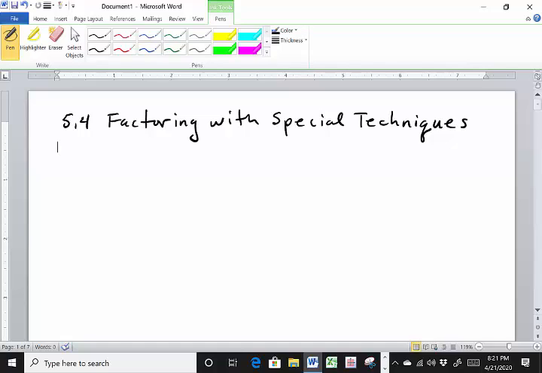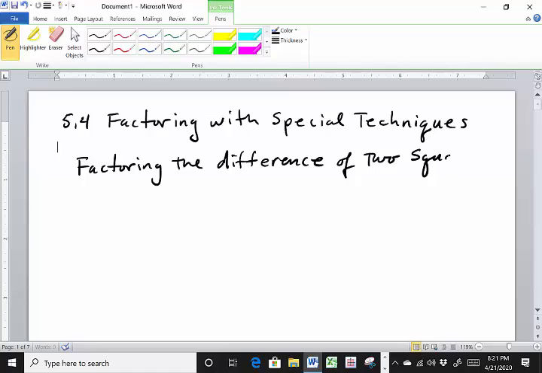Okay, and the first one that we're going to learn is factoring the difference of two squares. So think about something squared: x squared, y squared, 2 squared, 3 squared, or it could be 9. 3 squared is 9, 2 squared is 4. So those are what you call squares, or perfect squares.